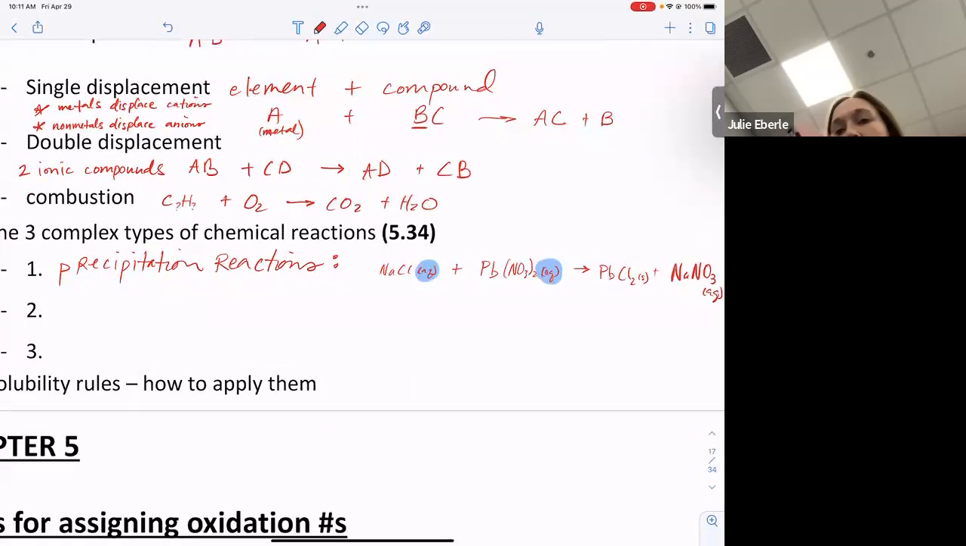So if you don't start off with things that are both aqueous, then you can't really consider it a precipitation reaction, if something's already solid on the reactant side or something like that. You'll have your solubility chart. That was kind of key in checking those things, especially if you aren't given the states of matter like AQ and S and stuff like that. If you are, then that's a pretty easy way to tell.